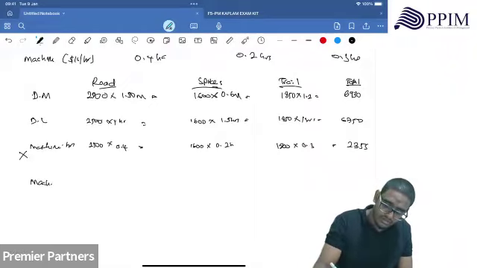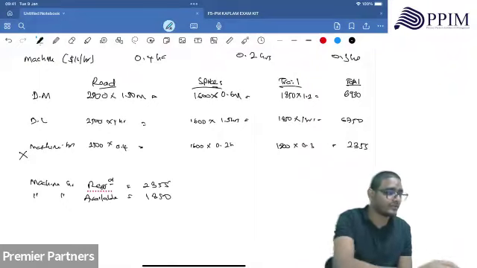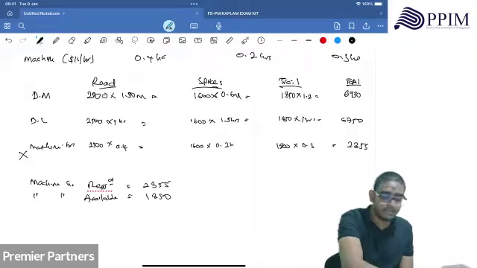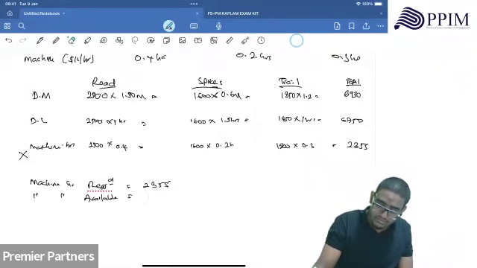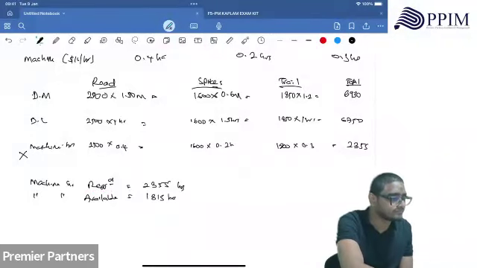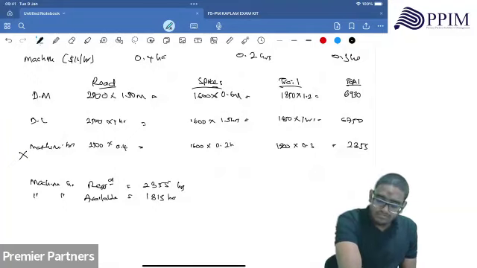So machine requirement required is 2355. Machine hours available is 1850. Correct? Massive difference. 540. Okay, good. Then based on that, you can work out your contribution per limiting factor and prepare the optimum production plan.